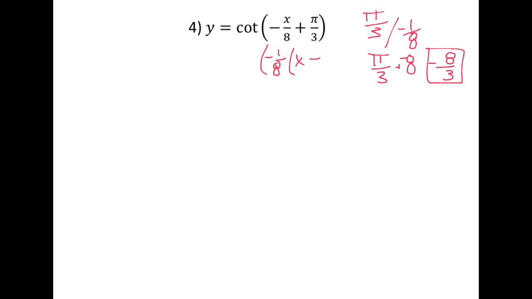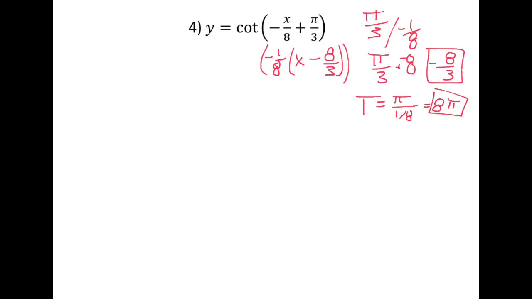8/3, which honestly kind of sucks and is pretty ugly, but we can still do it. It's not the end of the world. I might have said as our period. It shouldn't be as our period, but we get negative 8/3 as our phase shift right there. Okay, so then what is our period? Well, our period is normally pi, but we are dividing it by 1/8, which means our period is 8 pi. Yikes, that's nuts. It's really long.